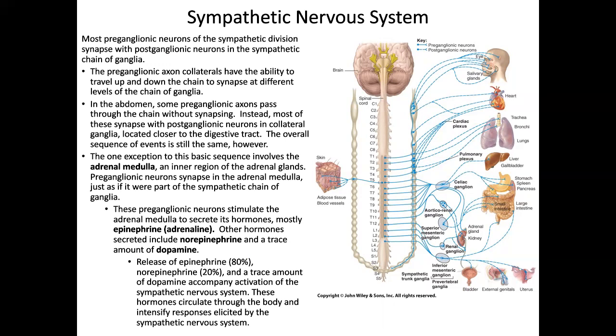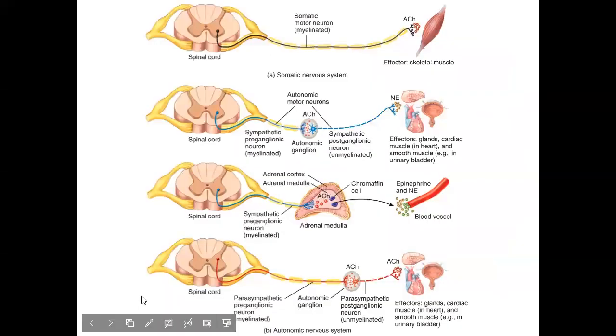So whenever you have the fight or flight response active, not only are you using neurons and releasing neurotransmitters, you're also dumping hormones from the adrenal gland into the blood. And so that's why this picture was on the previous page.